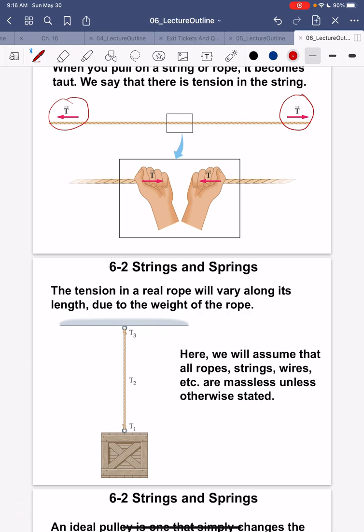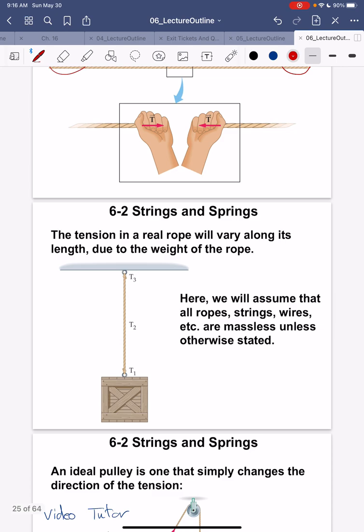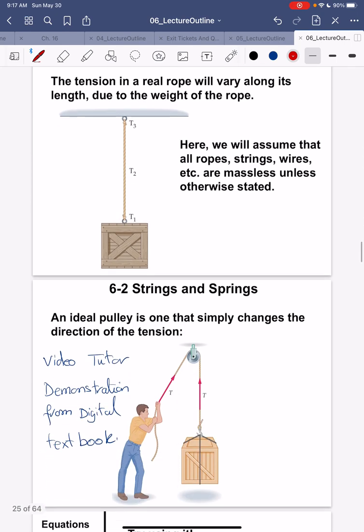Now, ideally, this is not the situation, because if you have something suspended from a string, that string, or that cable, of course, should have weight. And because of that, you will find that the tension at 1 is different from 2, from 3. Here we will assume always that all ropes, strings, wires, etc. are massless unless otherwise stated.